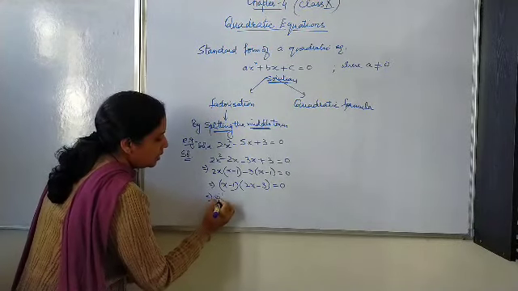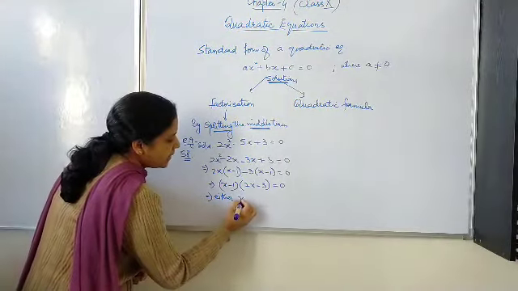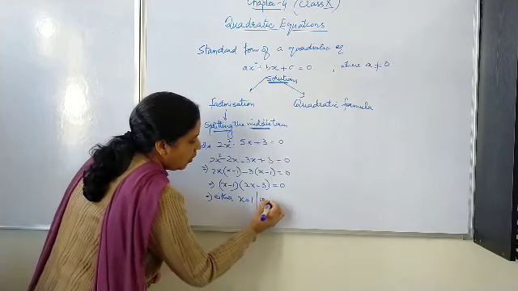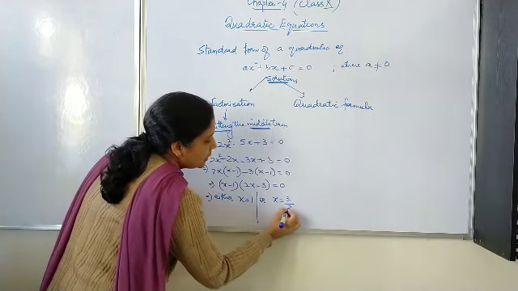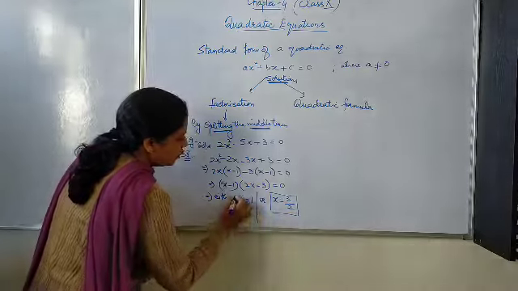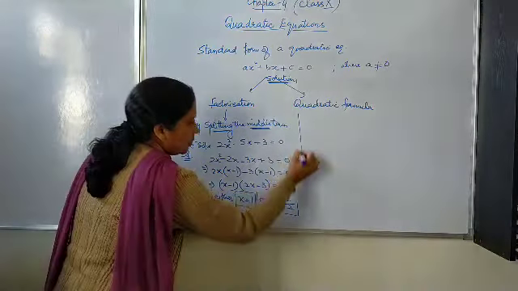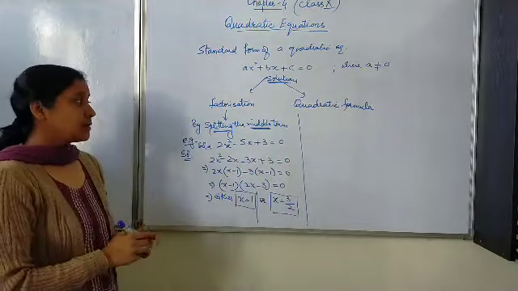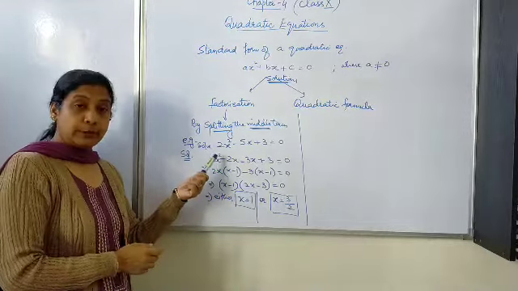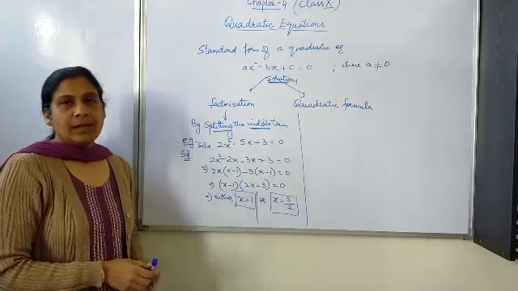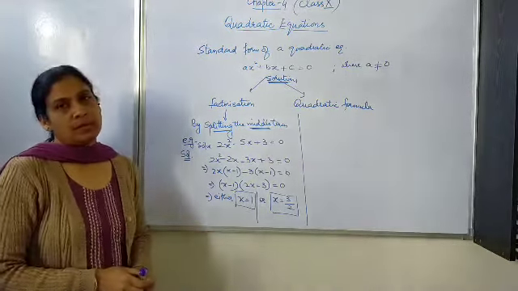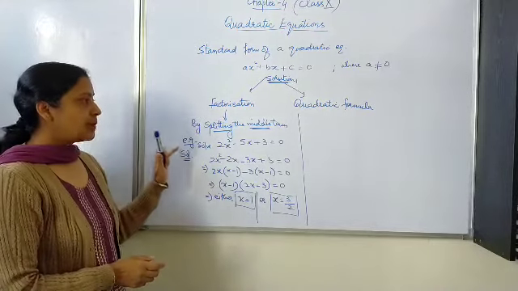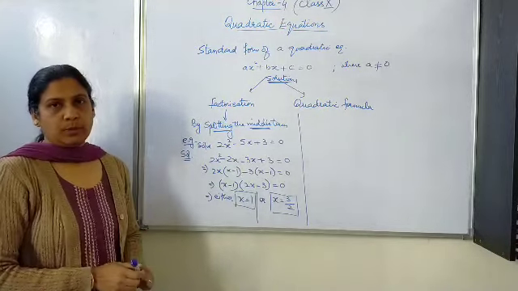This gives me either x is equal to 1 or x is equal to 3 by 2. So that's the answer. Since we have an equation of degree 2, two roots are available and these are 1 and 3 by 2. This is the method already known to you.